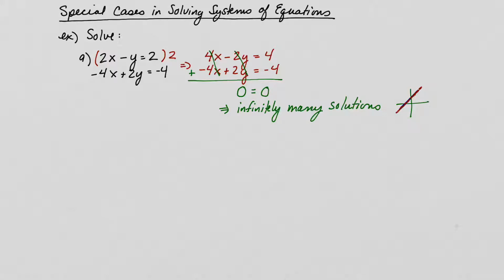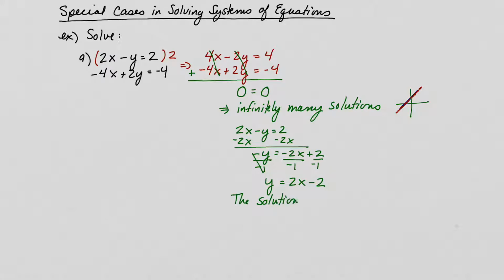So if I started with, say, 2x minus y equals 2, and I solve this for y, I would subtract 2x from both sides. So I'd have minus y equals minus 2x plus 2. And then I would divide everything by negative 1. So y is going to end up being 2x minus 2. So there are infinitely many solutions, and the solutions satisfy y equals 2x minus 2 because they're all on that line.